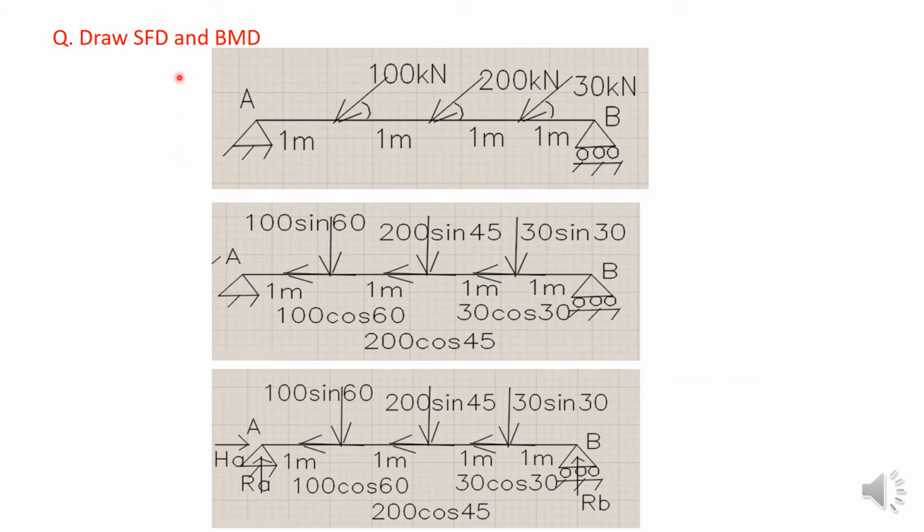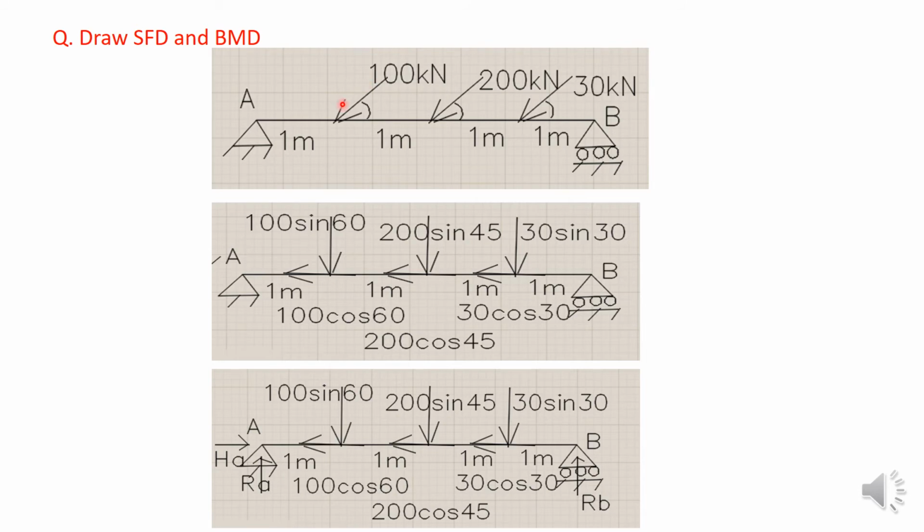Now draw SFD and BMD for this problem. So here it is, the loads are inclined: 100 kilonewton acting at an inclination of 60 degrees, here 200 which is at 45 degrees, and 30 which is at 30 degrees. So first of all, solve for RA and RB, and for that resolve these forces into horizontal and vertical components.